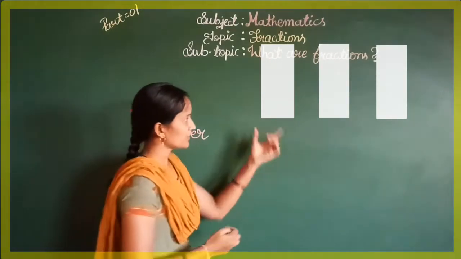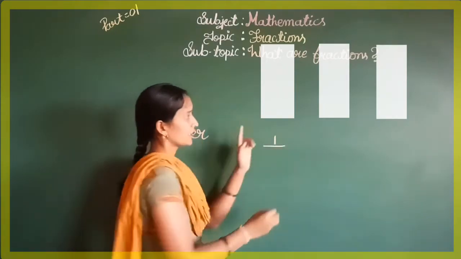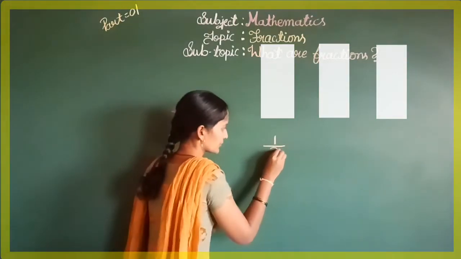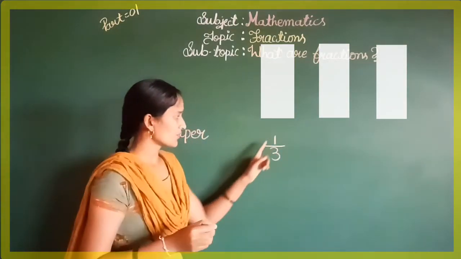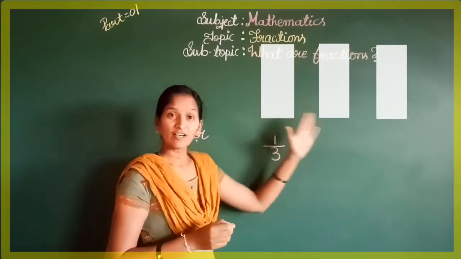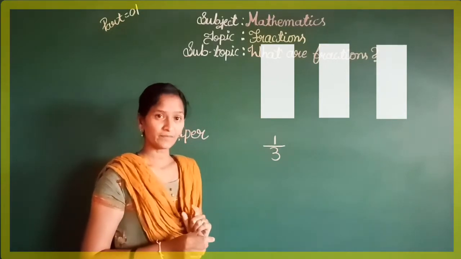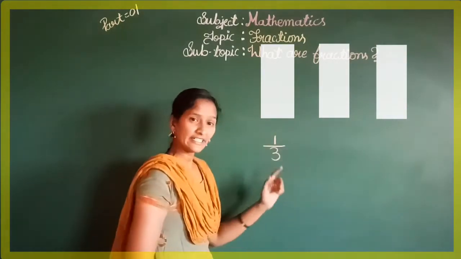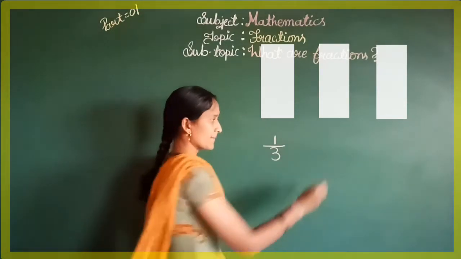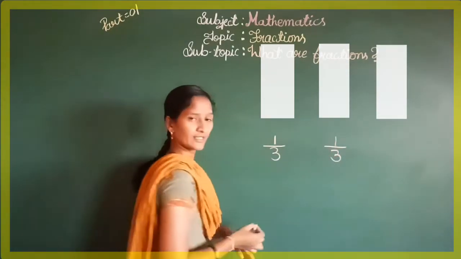Yes. So it is one part, right? It is one part out of how many parts are there in total? 3 parts, right? So write here 3. So one part out of 3 equal parts. Okay. So next, the second one, it is also one part out of 3 equal parts. So write down 1/3. Okay.